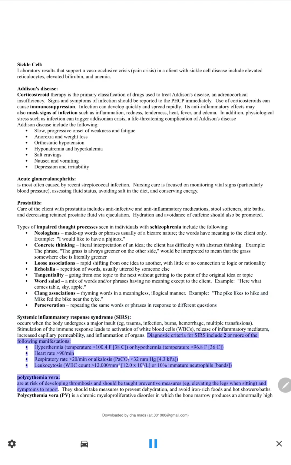Clients with polycythemia vera are at risk of developing thrombosis and should be taught preventive measures, e.g., elevating the legs when sitting, and symptoms to report. They should take measures to prevent dehydration, and avoid iron-rich foods and hot showers, baths.